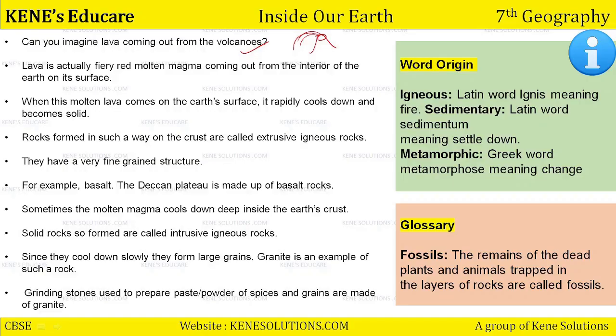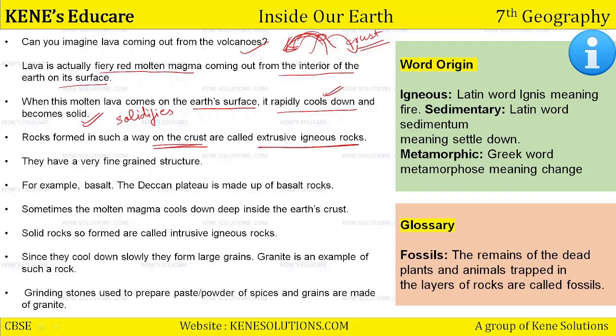So as you saw, lava is actually fiery red molten magma coming out from the interior of the earth on its surface. The lava was coming out from the interior of the earth. When this molten lava comes on the earth's surface, it rapidly cools down. As soon as magma comes out onto the ground, on the crust, it cools down and becomes solid. Rocks formed in such a way on the crust are called extrusive igneous rocks.